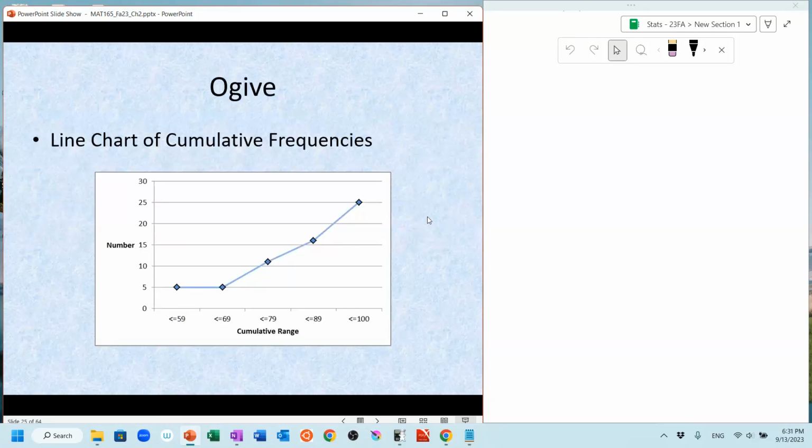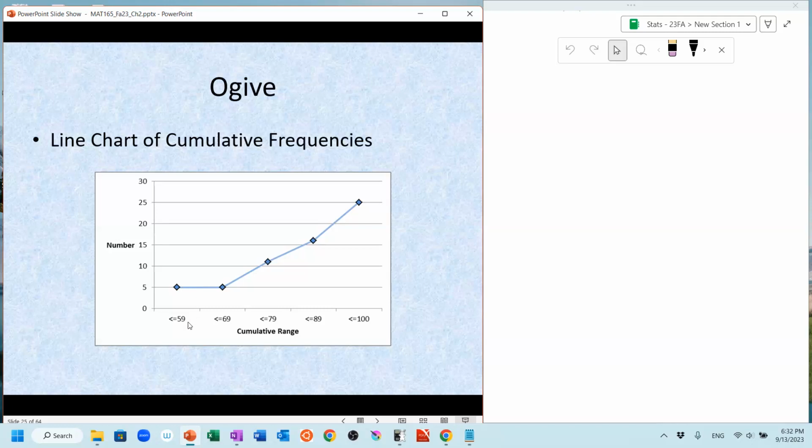Again, with the crazy words, ogive, I don't know anybody who's ever called it that, but this is a line chart of cumulative frequencies. So if you remember, we talked about cumulative frequency distributions. The idea here was we start with a bin on one end or the other of the frequency distribution. In this case, the less than or equal to 59 bin had 5 folks in it.